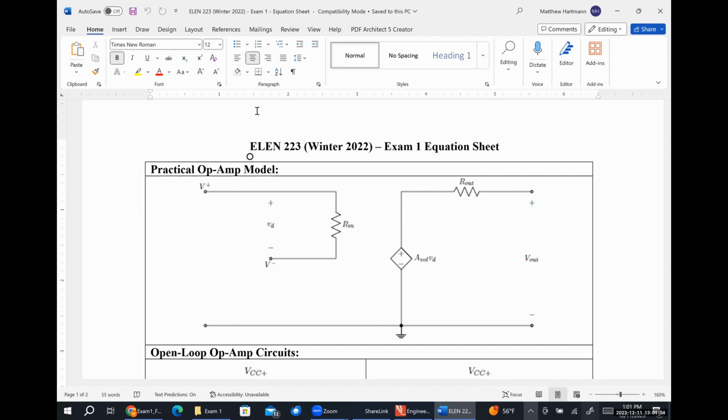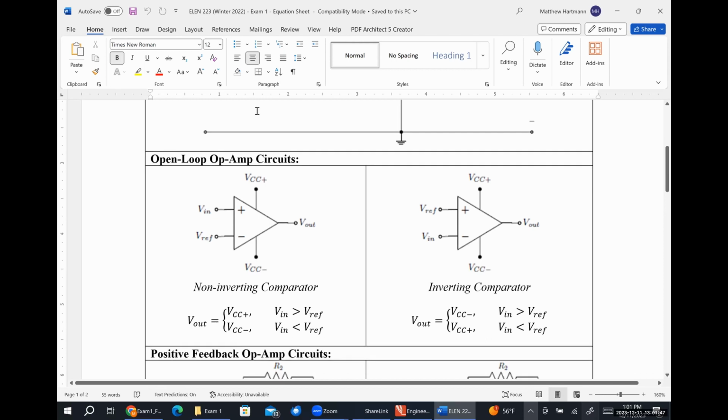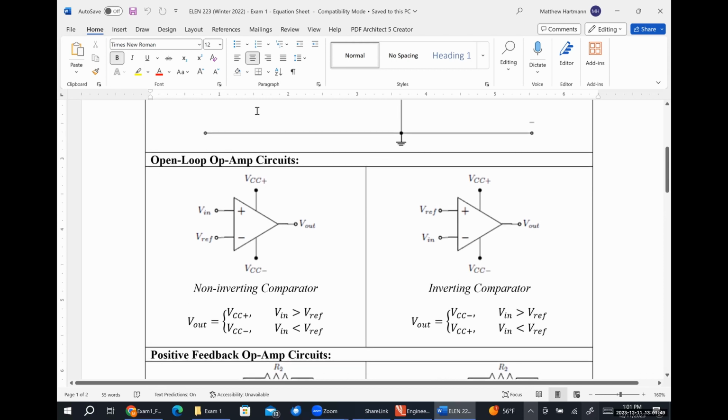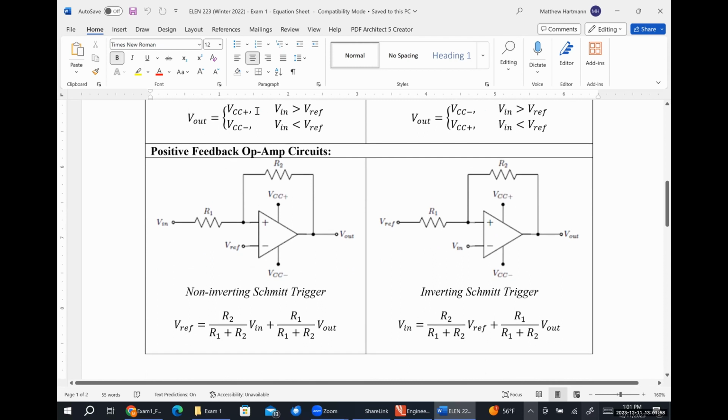The input resistance RN is seen between those two terminals. Here's your output resistance R out. Here's your open loop voltage gain, VOL times VD. There's where your output is defined. So that's the practical op-amp model for anything you might have to use that for. Then I go into open loop op-amp circuits. So we have the non-inverting comparator and the inverting comparator, as well as the input-output relationships for both of those circuits. Then we have our positive feedback op-amp circuit.